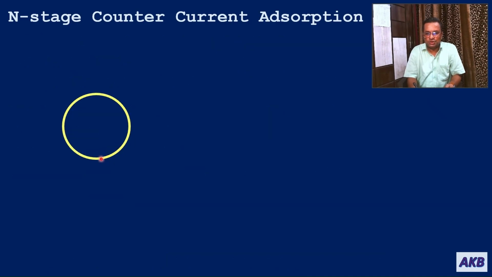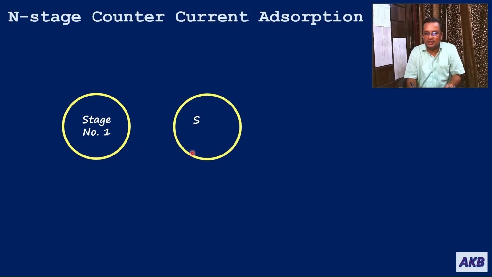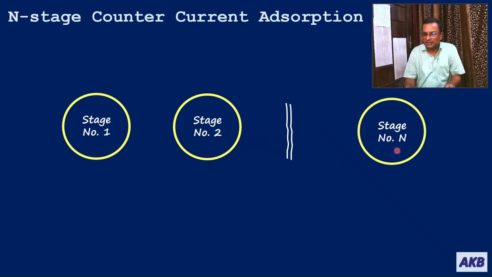So let me show the operation schematically. This is stage number 1, this is stage number 2, and you have some more stages, and then finally you have the last stage in the cascade. This is stage number n. As is done in countercurrent operation, feed is admitted to stage number 1. So feed will be identified by these parameters. Shortly I will tell you.